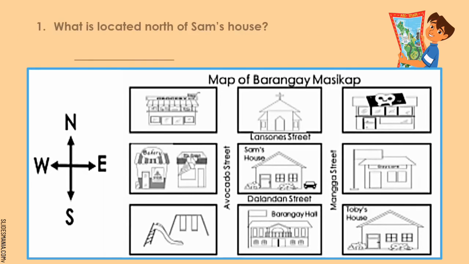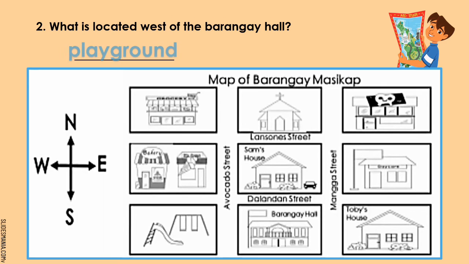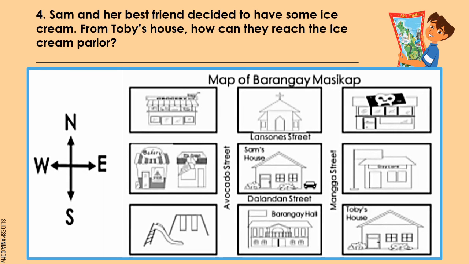For the first question, what is located north of Sam's house? Very good. It's the church or chapel. For the second question, what is located west of the Barangay Hall? Correct. It's the playground.